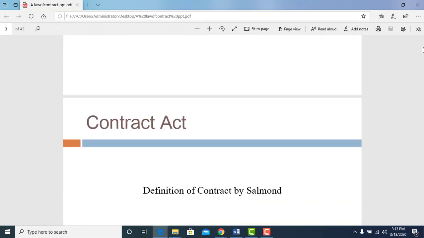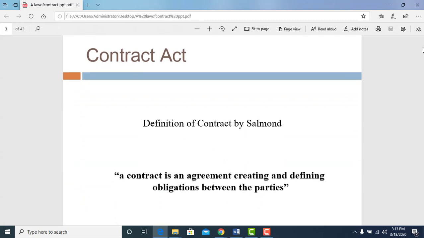Second definition is again a very simple one. A contract is an agreement creating and defining obligations between the parties. So a party, two parties, one could be me, other could be you, or it could be two different entities, two different businesses that are coming across, that are forming a contract. All right.